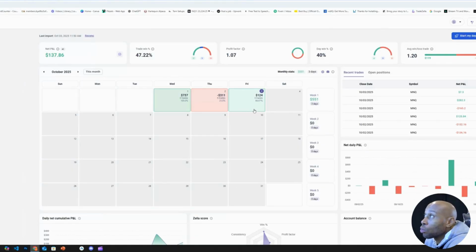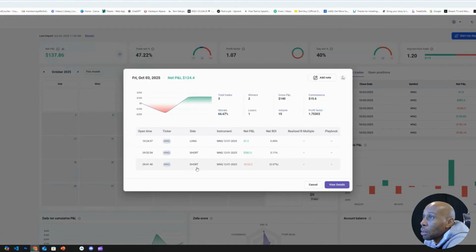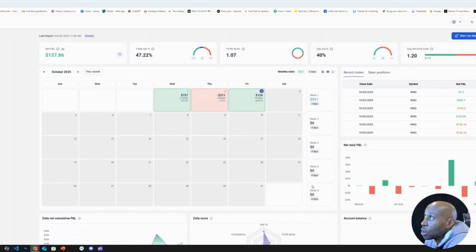So as you can see on my screen, I made $124, 3 trades with a 66.67% win rate. All right, so the first trade I lost $165. The second, I won $282, and then I broke even on the third one. I made $7, but pretty much broke even. All right, so I just want to show that first.